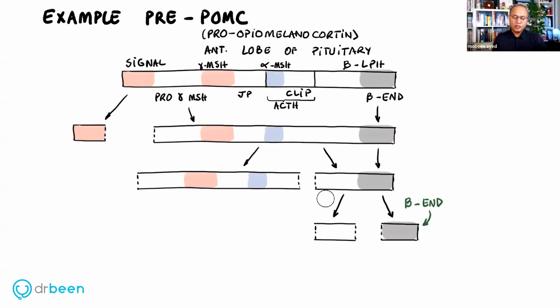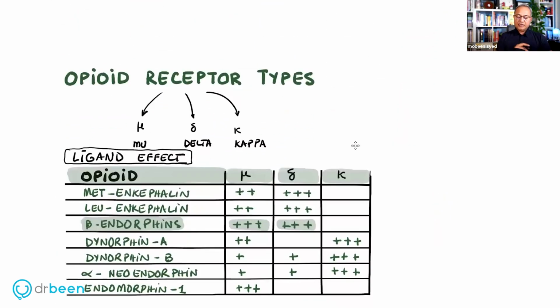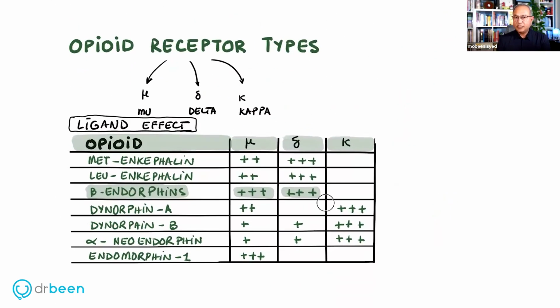So this is just one example. All various kinds of opioids like enkephalins, endorphins, or dynorphins have pre-prohormones, or prohormones, which would then be divided into smaller units. Okay, so that is that. Then are the opioid receptor types.